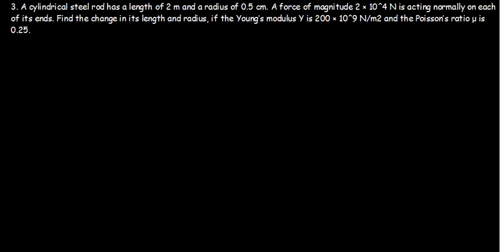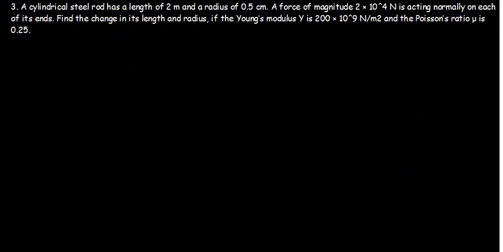Let's consider this one also. A cylindrical steel rod has a length of 2 meters and a radius of 0.5 centimeters. A force of magnitude 2 times 10 to the power 4 newtons acts normally on each of its ends. Find the change in its length and radius if the Young's modulus is given as 200 times 10 to the power 9 newton per meter squared and the Poisson's ratio is 0.25.